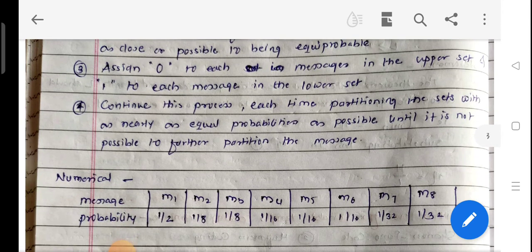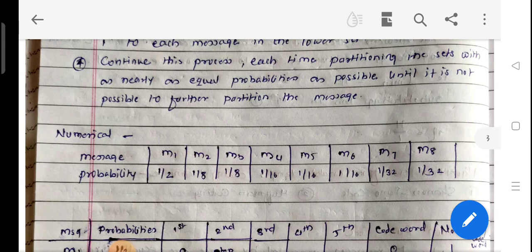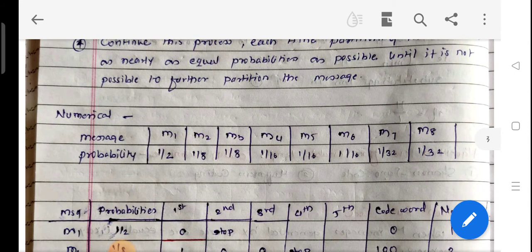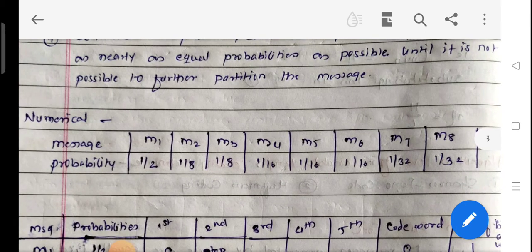We will see this method with the help of a numerical, so it will be easy to understand. Suppose in the numerical we are given these messages. A total of 8 messages are given with different probability values. For M1 it is 1/2, for M2 1/8, M3 1/8, M4, M5, M6 all three messages have probability 1/16, and M7, M8 are given with probability 1/32. Now all these messages have different probabilities. So how can we generate a code word using the Shannon-Fano code method for these messages with different probability values?